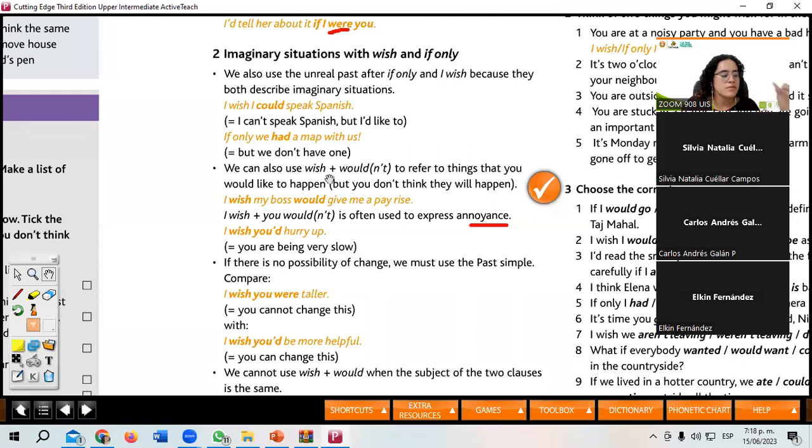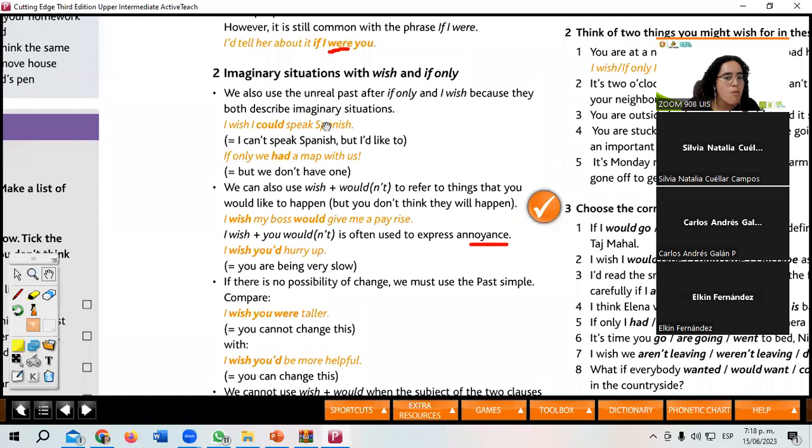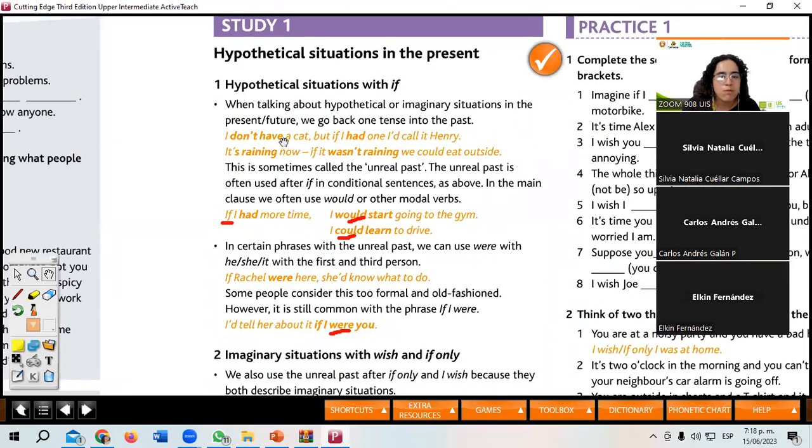Teacher, I have a question, sorry. The first one, the first sentences, knowing this, the first one with if. What is the difference in that to use the verb in past? I don't have a cat, but if I had one, because why we don't use the would have? If I would have, ok.